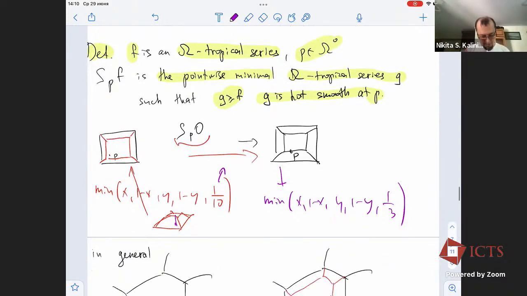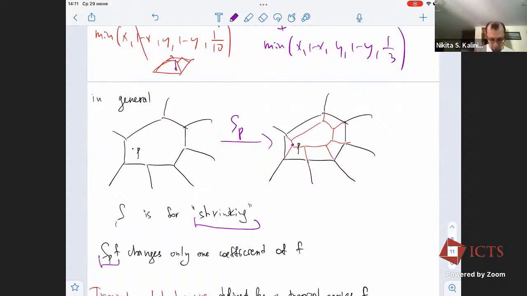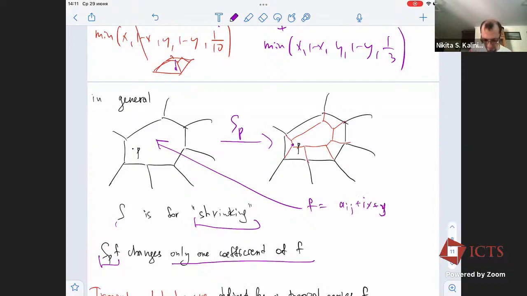And in general, it is the same. If I have a tropical curve and the point P happens to be in some face of it, then in order to perform the operator SP, I just shrink this face until it gets to the point P. So that's S for shrinking. And in fact, this SP of F changes only one coefficient of F. I just need to increase the coefficient of this face. So if here the function f equals something like a_ij plus ix plus jy, then when I increase a_ij, this face collapses. So I just increase one coefficient until the curve touches the point P. That's exactly the operation SP.